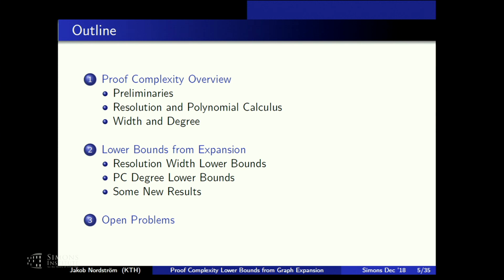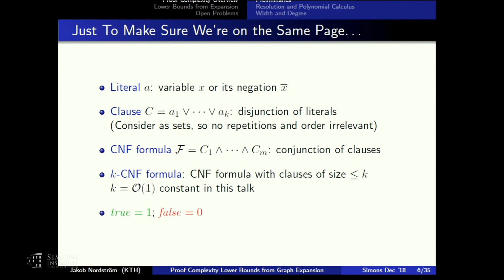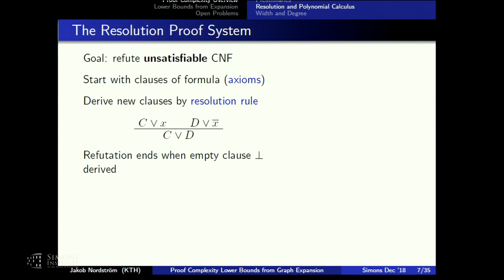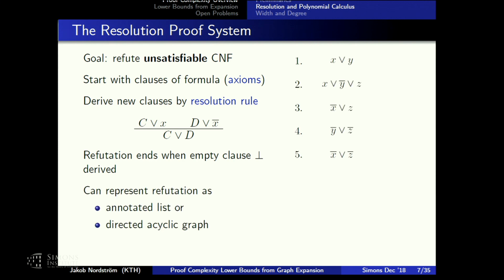That's the plan. Okay, so we're going to talk about, it's getting late in the day, CNF formulas, conjunctions of clauses. Every clause is a disjunction of literals. Bar denotes negation. And often, when I talk about k-CNF formulas, the assumption is that k is some small fixed constant. Okay. Resolution. So you start with the clauses of the CNF formula. You can apply the resolution rule to derive new clauses until you reach contradiction. And again, since it is late in the day, let's do a small example to make sure we're all on the same page. Here is a CNF formula consisting of 5 clauses.